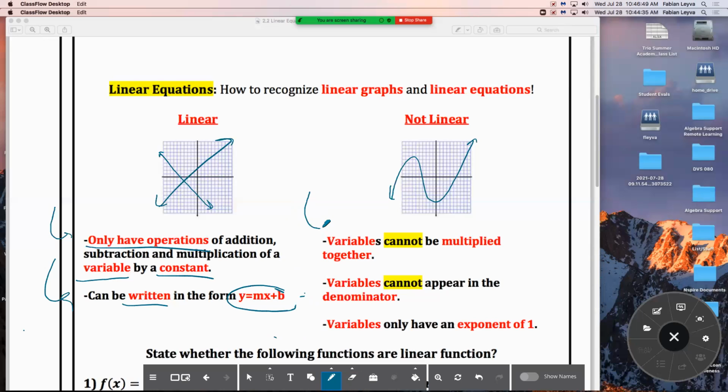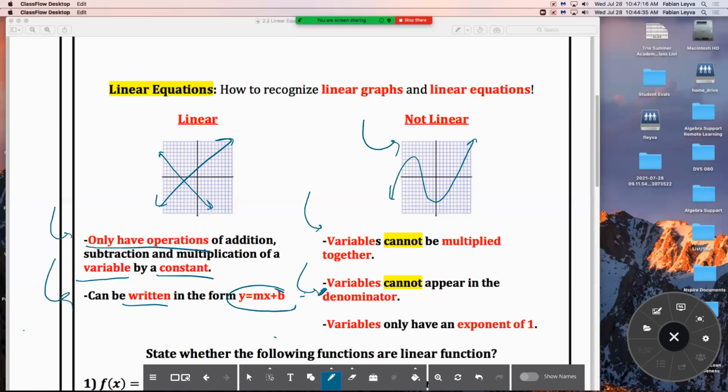And the first thing is, okay, their variables cannot be multiplied together. So no matter what, if you look at your equation, you have variables that are getting multiplied together, you do not have something linear. You have something different that might be what I wrote in that example. All you need to know is that it's not linear. A second rule is that your variables cannot appear in the denominator. If you're ever given an equation, and again, you see a variable in the denominator, you do not have a linear graph.